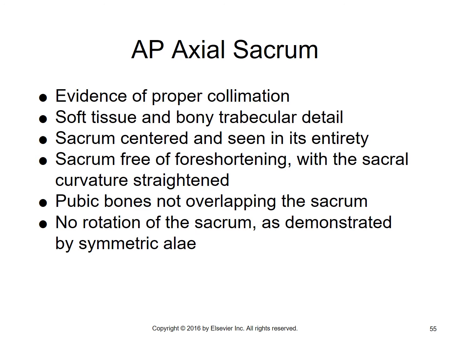You should see evidence of proper collimation, soft tissue and bony trabecular detail, sacrum is centered and seen in its entirety. Sacrum is free of foreshortening with the sacral curvature straightened. Pubic bones aren't overlapping the sacrum, and there should not be any rotation of the sacrum as demonstrated by symmetric ala.